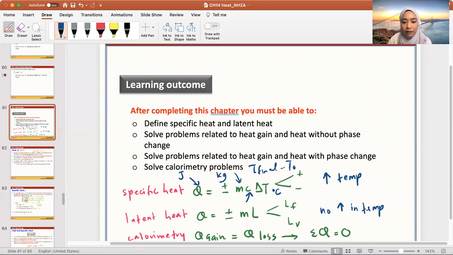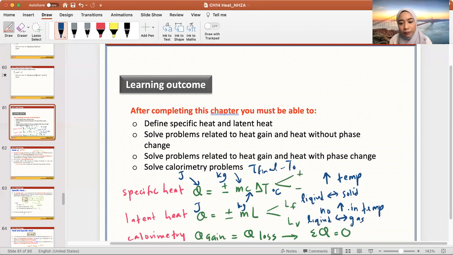So plus minus mL. m is also in kilogram. Q is in joules. L is your latent heat. And we have two types of latent heat. L_F, your latent heat of fusion. This goes from liquid to solid or vice versa. Liquid to solid is latent heat of fusion, so that's a capital L with subscript F. And then you also have latent heat of vaporization. You know this is liquid to gas, and vice versa.